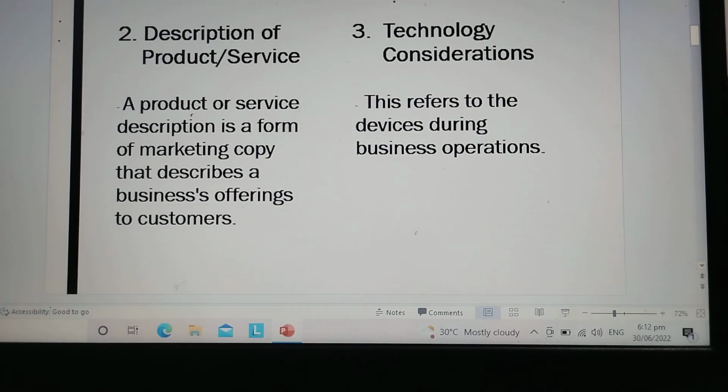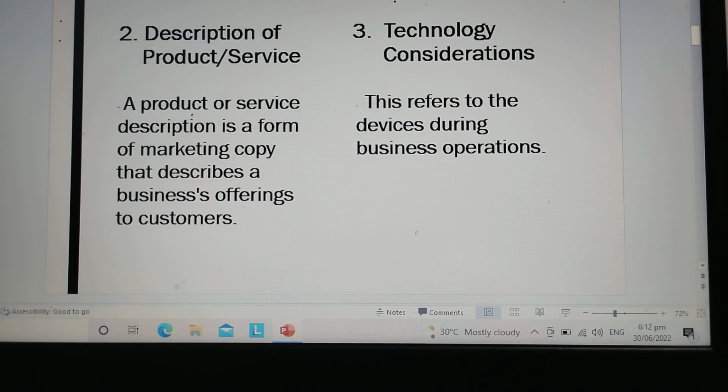For the third, we have technology considerations. This refers to the devices used during business operations. Now, the fact is that technology is an important tool in modern business. You might be able to operate your business without a single computer. But if your competition is wired, you might find yourself left behind.